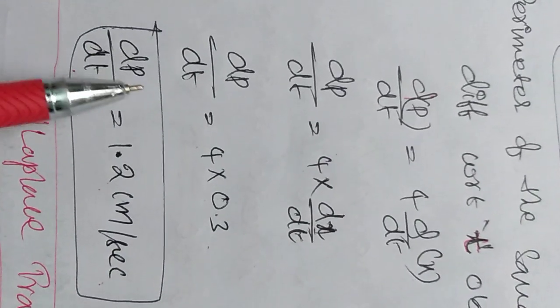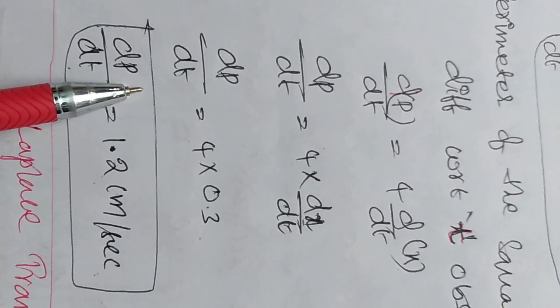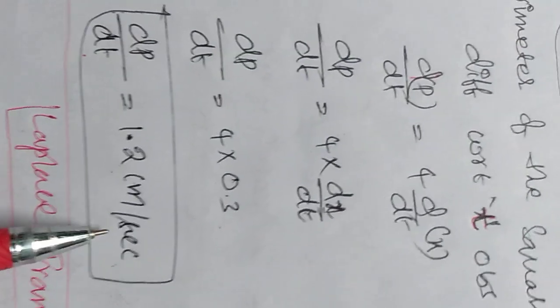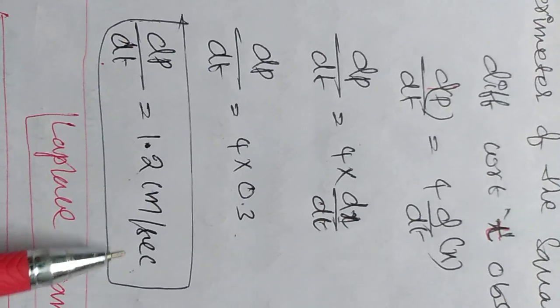This is how the perimeter increases. Okay, the rate of change of perimeter, dP by dt, is equal to 1.2 centimeter per second. Okay, this is the required solution.